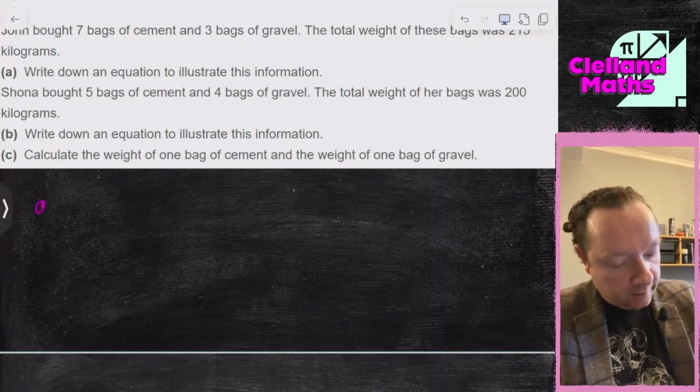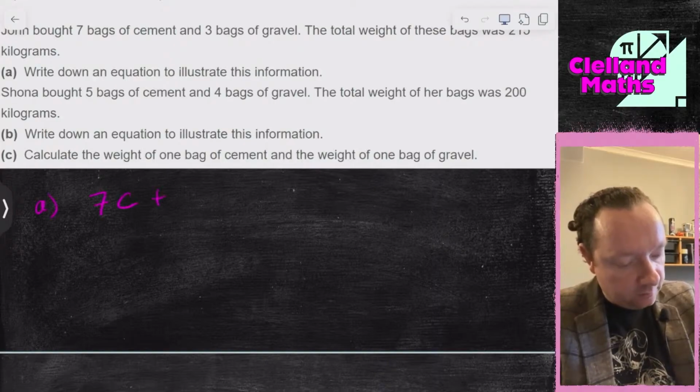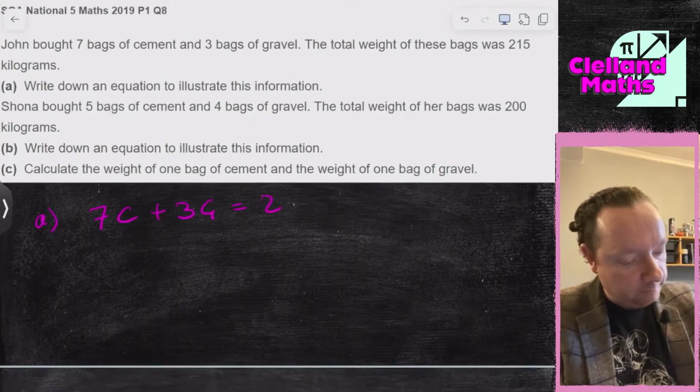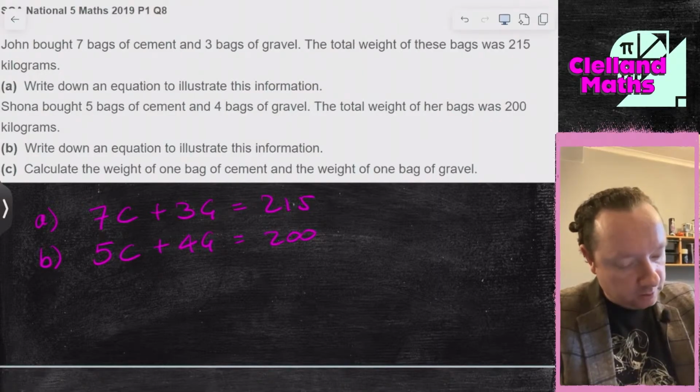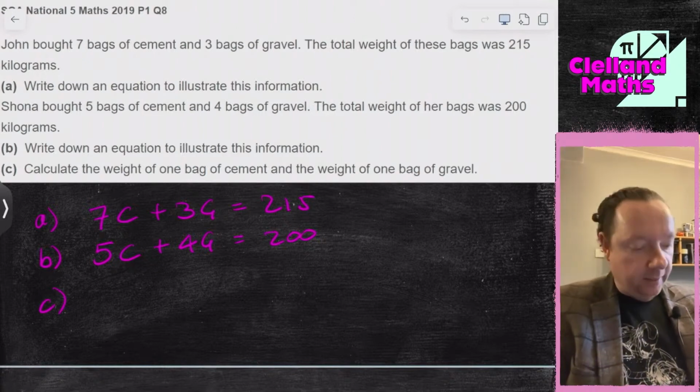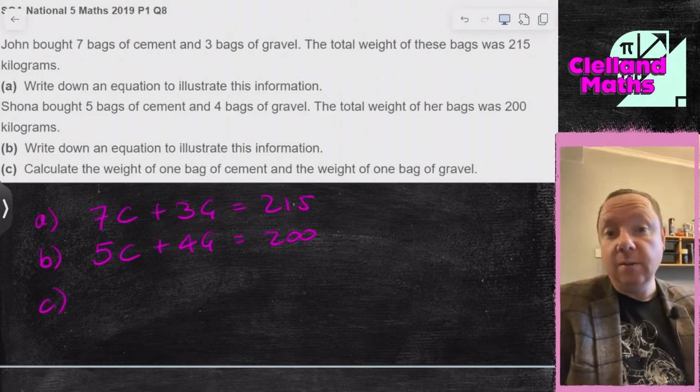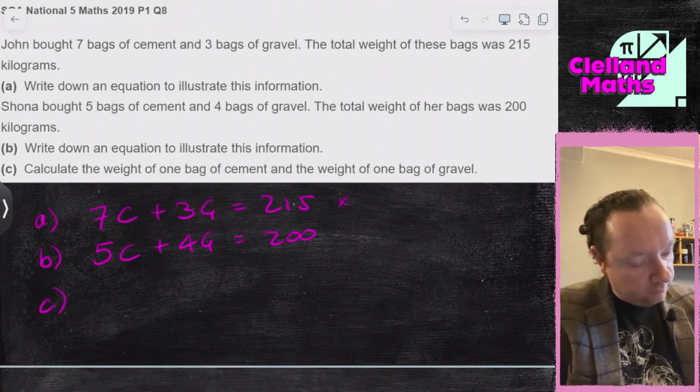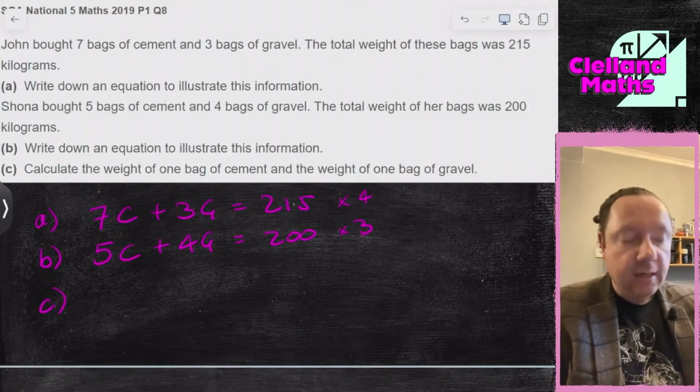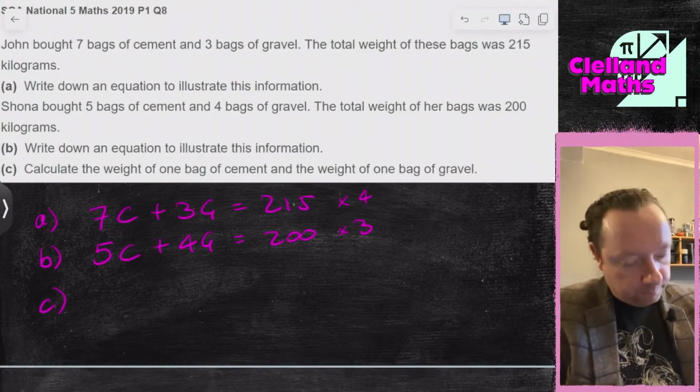So let's do part A. 7 cement plus 3G gravel is 215. Part B, 5 cement and 4 gravel equals 200. Part C, calculate the weight of a bag of cement and a bag of gravel. So solve these simultaneously. So I'll just times the top by 4 and times the bottom by 3 to get the G's equal to 12, the same.